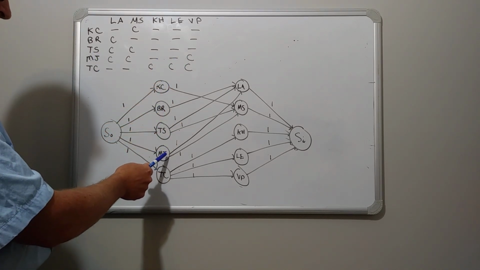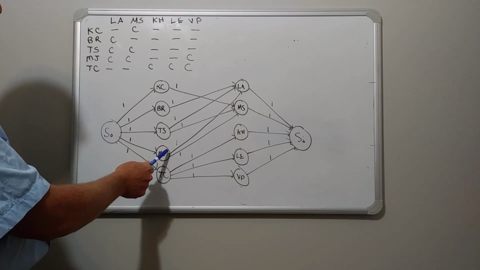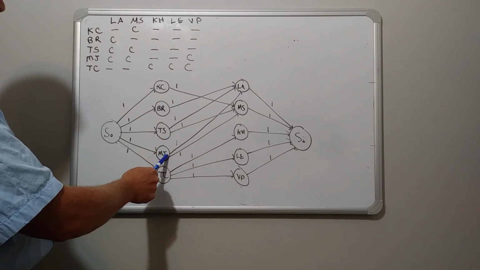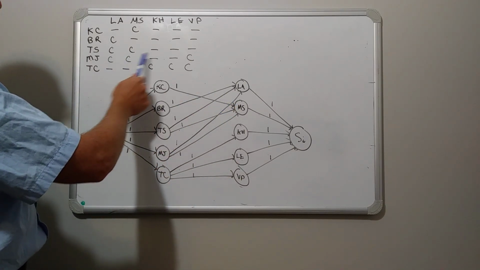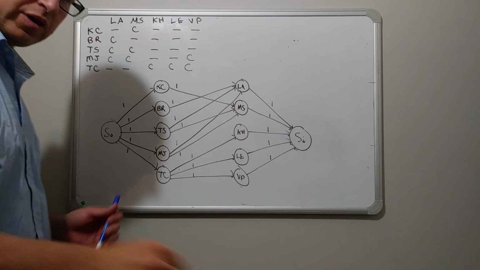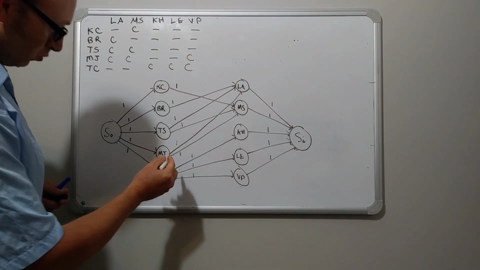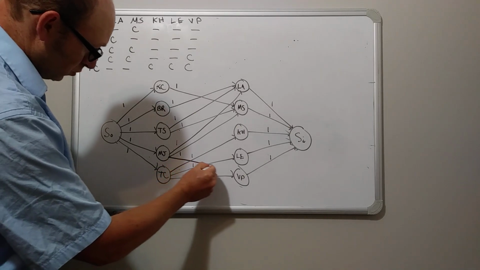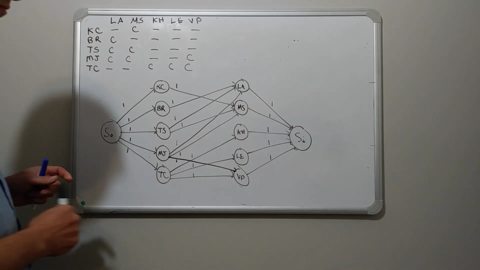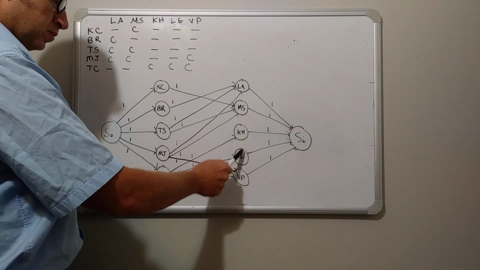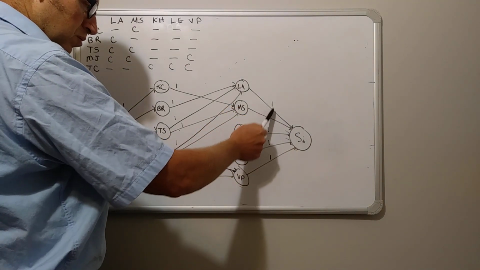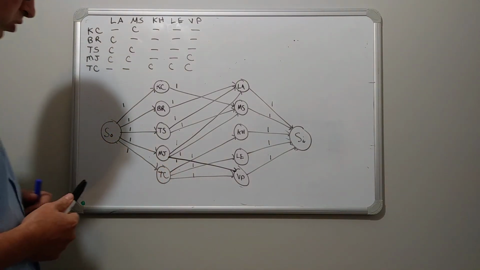So let's just double check that. I think I might have missed one. So we should have MJ to LA, MJ to MS, and we should have MJ to VP. MJ to VP, no, so let's add that. So there should be one more option here. Okay. All right, so then from each of the column people, there is a connection to the sink, and the capacity is 1. So let's see what a match would look like.